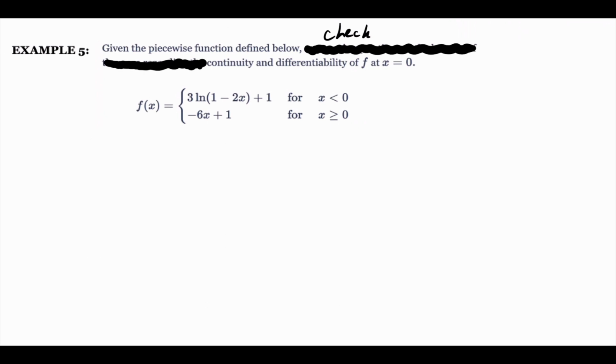Okay, so the only difference here is we have a natural log. That's the only difference between what we've been doing and what this is. But we found derivatives of natural log. We've done that before. So it's not anything different. It's just a different function. Okay, so continuity first.